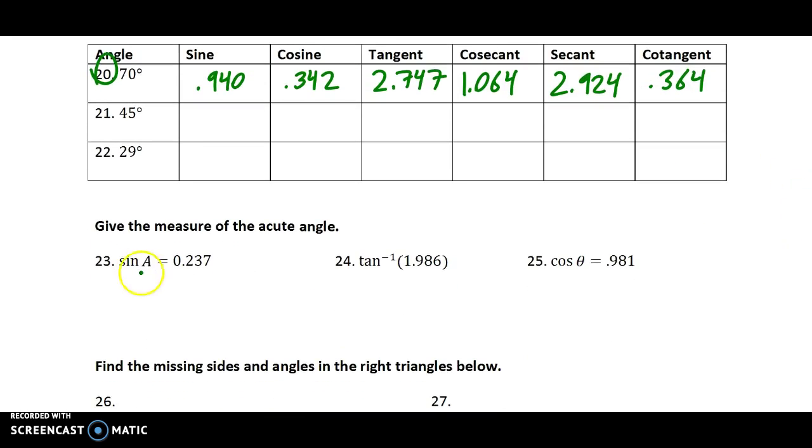Give the measure of the angle. You'll notice this time the angle is missing. I'm going to do number 23. So the sine of some angle gives you 0.237. Notice how this is an answer similar to what we got up here. This time I'm going backwards, though.